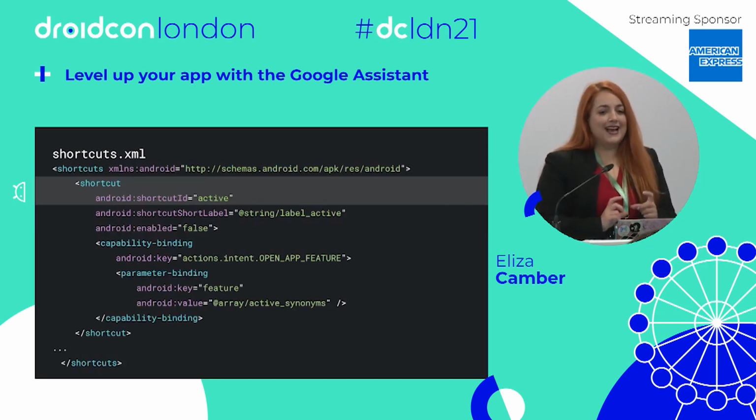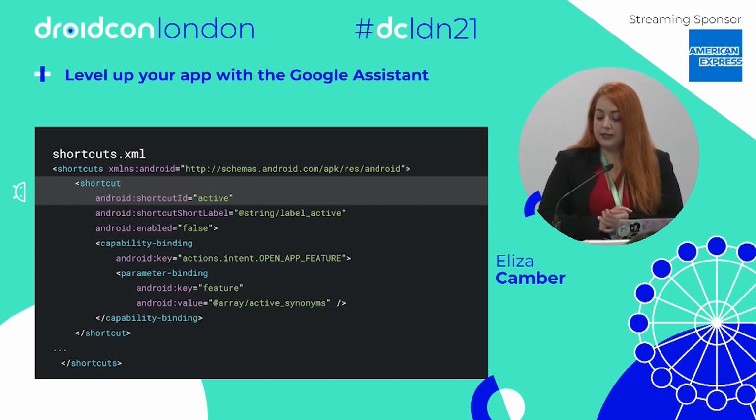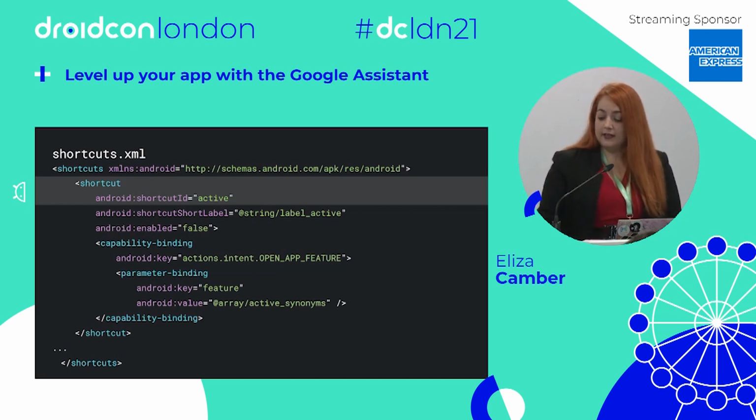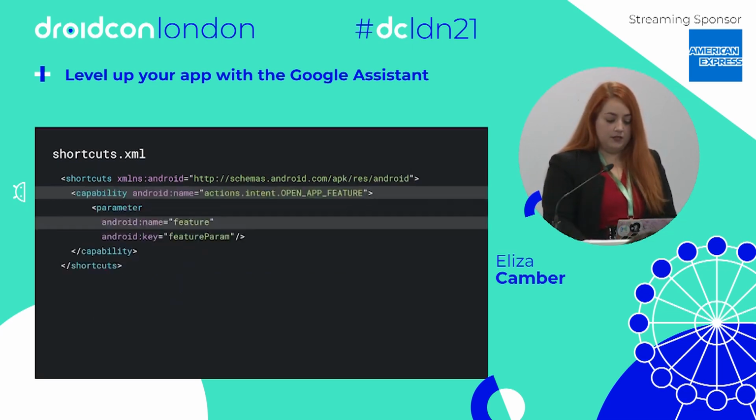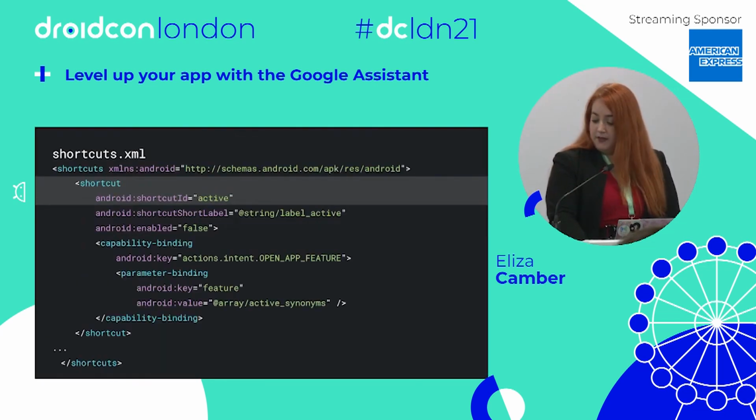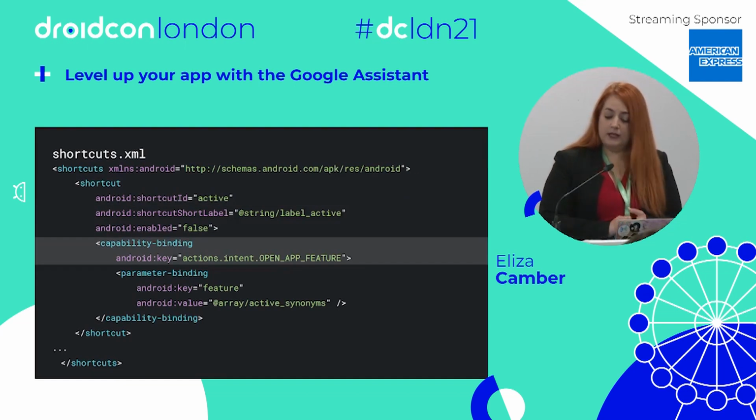So within the shortcuts tag, we have a shortcut. And this is going to be for each type of the feature that we want. So we first create the shortcut for the active tasks. And this is the identifier that we saw before. So this is the active identifier that we have over here. And after that, it will include the capability and it will bind it to the capability that we saw before, again, with the Open App Feature.